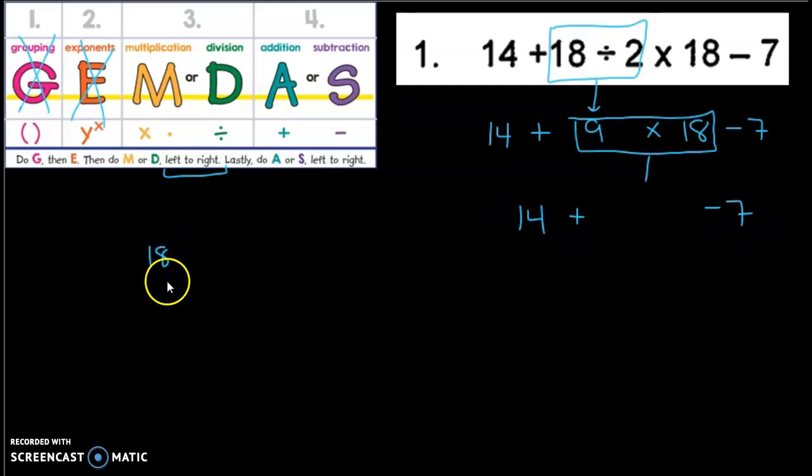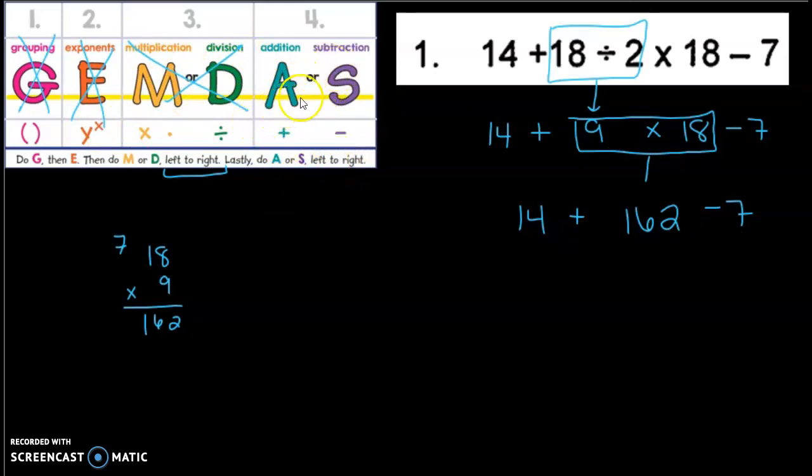So we have 18 times 9 over here. 9 times 8 is 72. 9 times 1 is 9, plus 7 more is 16. So we have 162. All right, so we can't cross this out yet. We've got to make sure, do we have any more multiplication or division? Nope, we're done. So we'll cross this out. We're all done with step 3. So now let's move on to step 4.